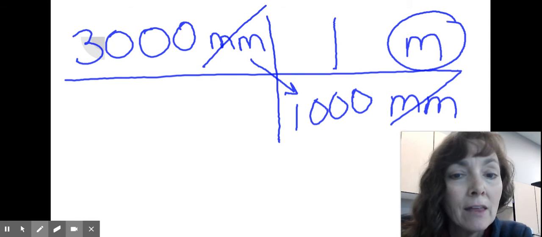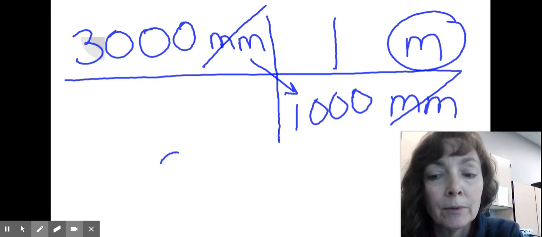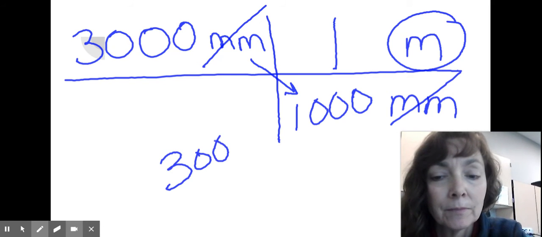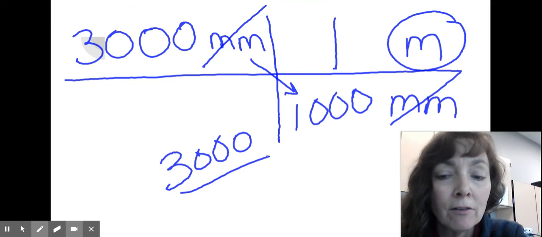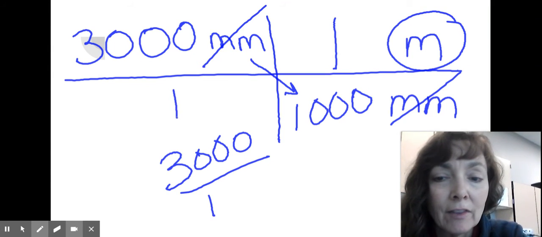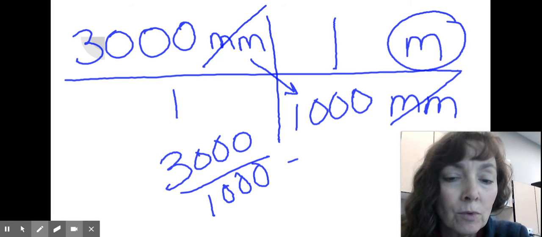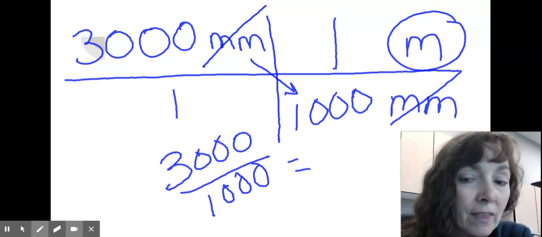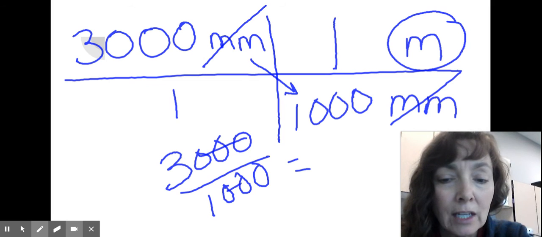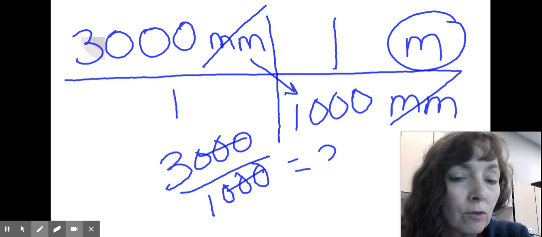I just need to do this math. It's like fractions. I have 3,000 times 1 on the top, which is 3,000. And on the bottom, I only have 1,000. If I wanted, I could think of that as a 1. So the math I'm actually doing here is 3,000 divided by 1,000. Look, all these zeros cancel, and I just get 3 over 1, or 3 and meters.